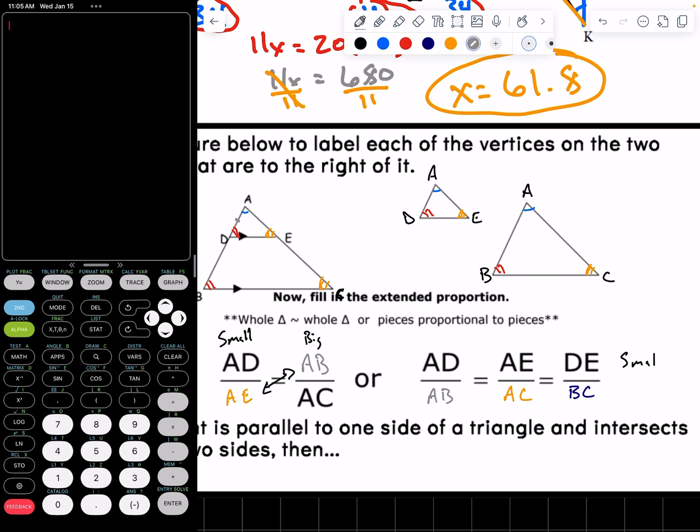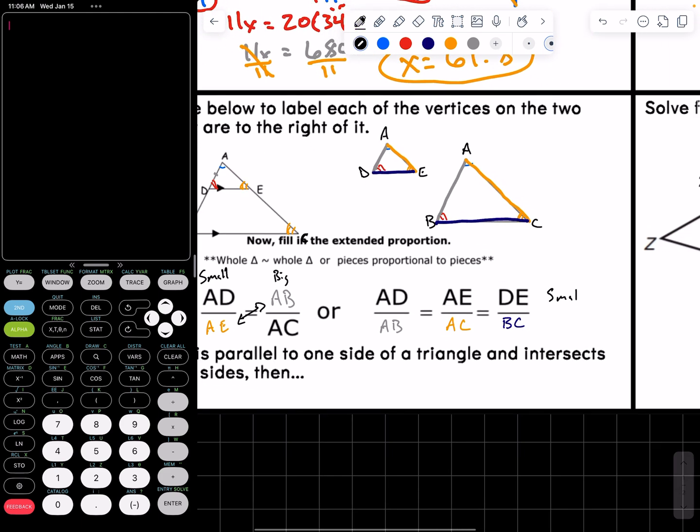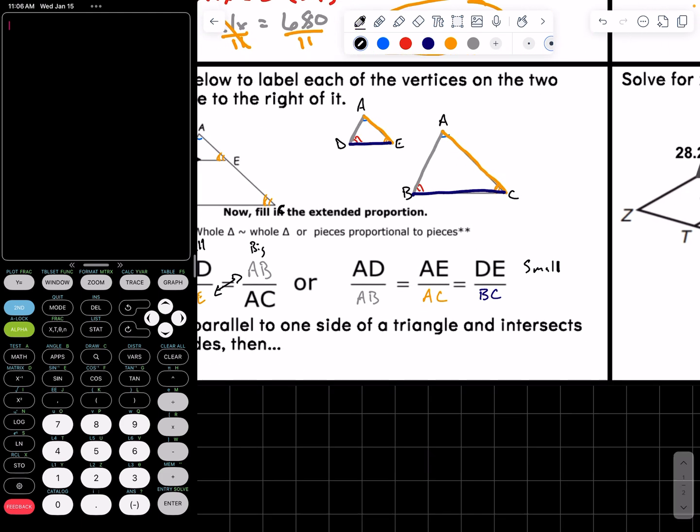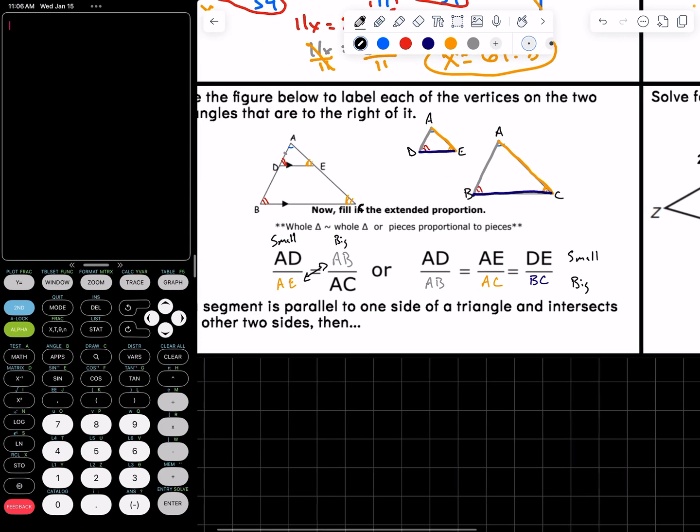So AD and AB, those sides correspond. We had AE and AC, and then we had DE and BC. So those sides go together. Okay, we have small on top in this scenario, big on bottom. Those are a couple different ways to set up these proportions.